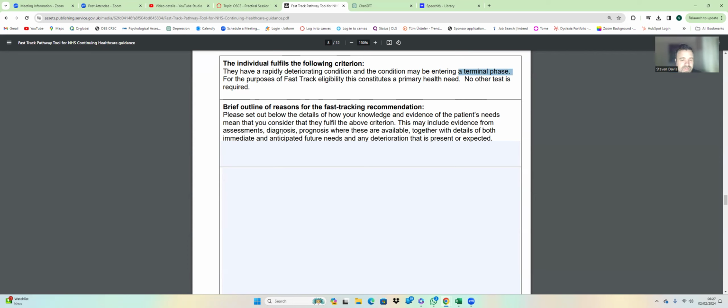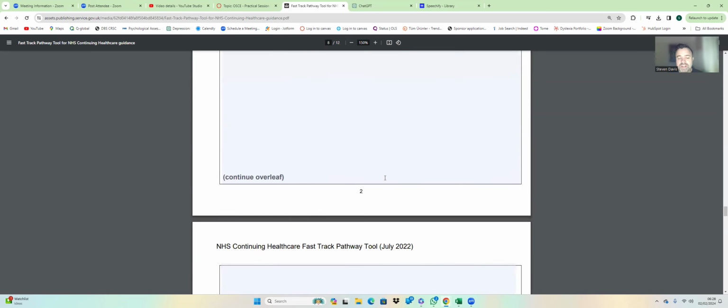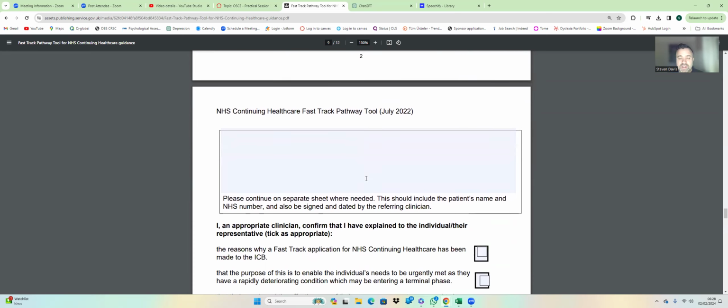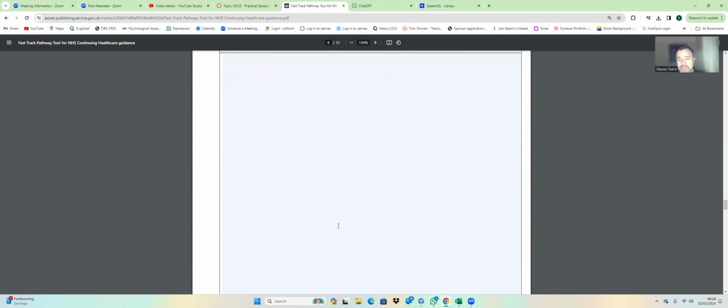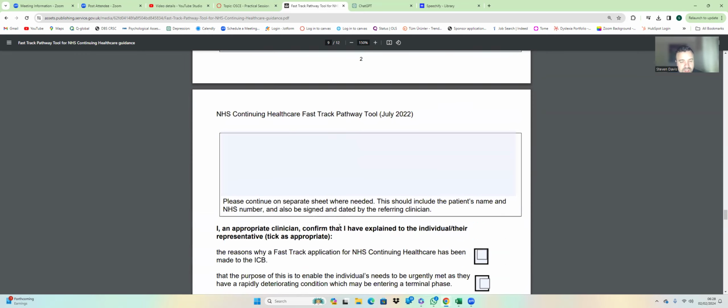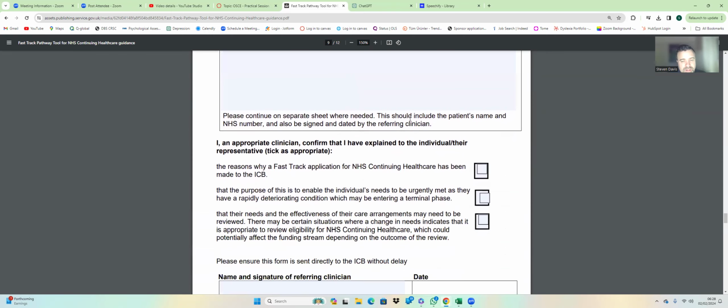This may include evidence from the assessment, diagnosis, prognosis, if they're available, together with details of both immediate and anticipated future needs. So again, just having a look at that. We pop that in there and just answer those questions. Those bits, assessments, diagnosis, prognosis, is what I would be commenting on there. Please continue on a separate sheet if necessary.